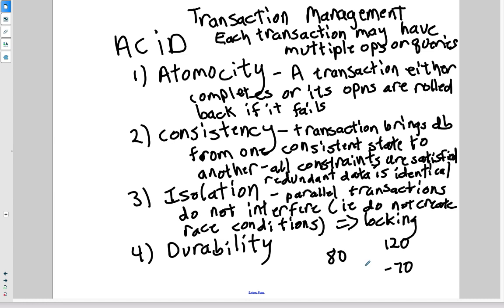What you want at the end is that the amount in the account is now $130. What you do not want is that, let's say, the deposit sees 80 and changes it to 200, and the withdrawal sees 80 and changes it to 10, and you end up with one of these two figures instead of 130. That would be a race condition. So you need some kind of locking to ensure that you don't get race conditions.